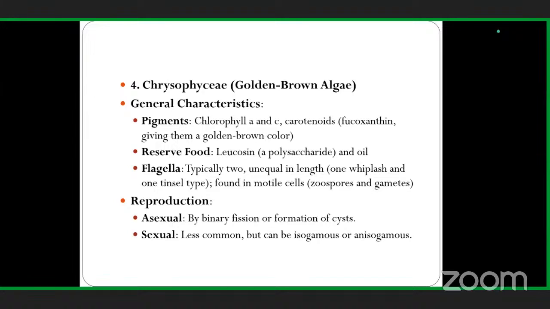So flagella here are two, unequal in length. One is whiplash and one is thin cell type, and they are also found in motile cells, zoospores and gametes. Reproduction is by binary fission, where one cell divides into two halves, or formation of cyst. Sexual reproduction is very uncommon here. In chrysophyceae, if sexual reproduction is found, it might be isogamous or anisogamous. Isogamous means similar and anisogamous means dissimilar.